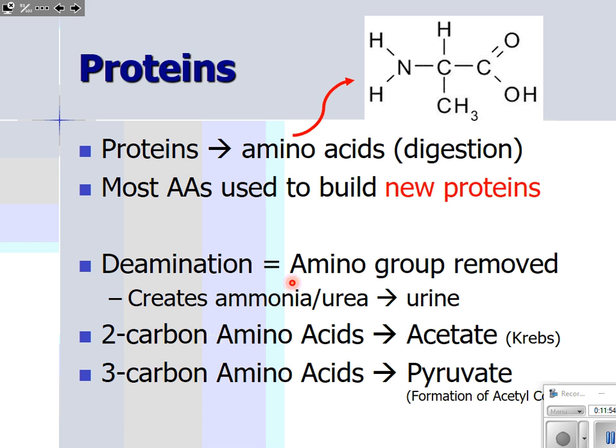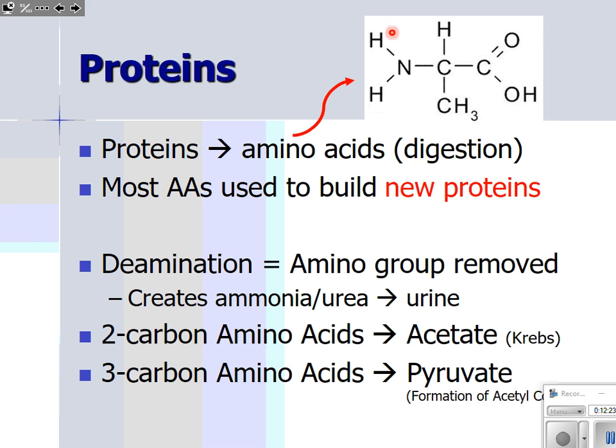So here's kind of what we're saying here. When I eat protein, a steak, and it gets into my stomach and my small intestine, the enzymes in my digestive tract will break down the protein, chop it up into its individual building blocks. What are the building blocks of proteins? Amino acids. What is an amino acid? Well, you're looking at one right here.